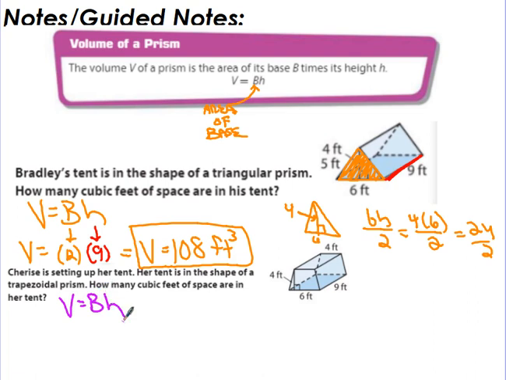So Teresa's setting up her tent. Her tent is in the shape of a trapezoidal prism. So it's a little bit different shape. I don't know if you guys noticed, a lot of tents are different shapes. How many cubic feet of space are in her tent?